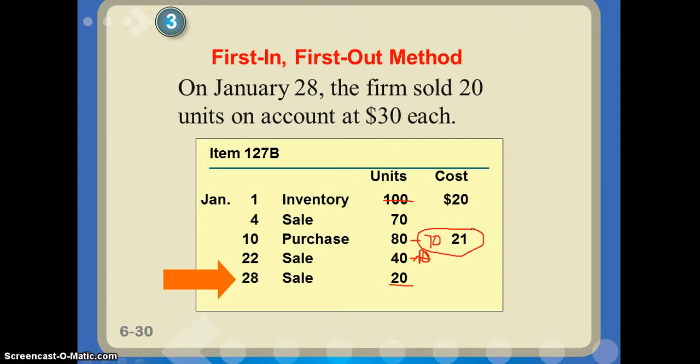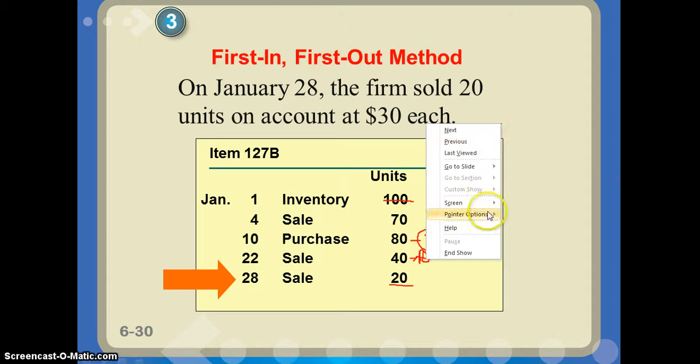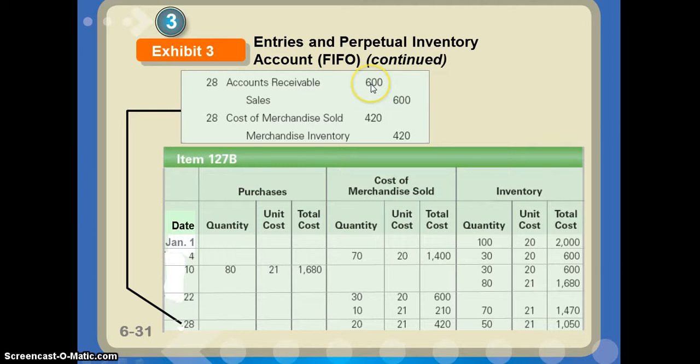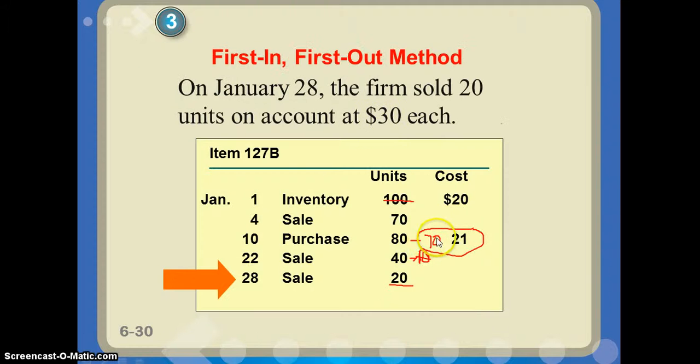Your journal entry is going to look very similar to previous entries. Selling an item on account, and also recording cost of merchandise sold. Accounts receivable, $600, sales, $600. Then our cost of merchandise sold, we're taking 70 at $21 a piece. Our accounts receivable and our sales are 20 at $30 each.